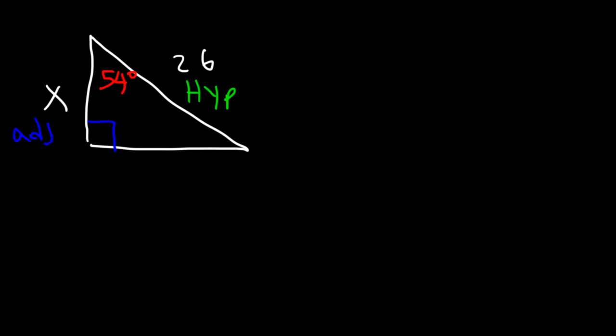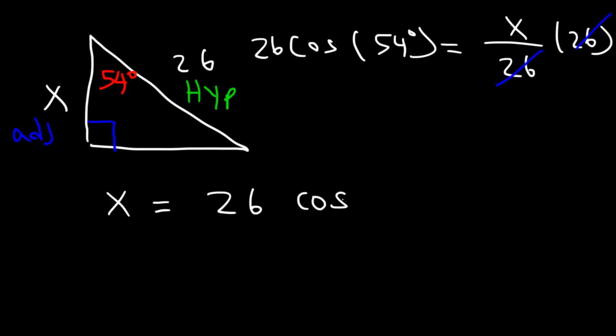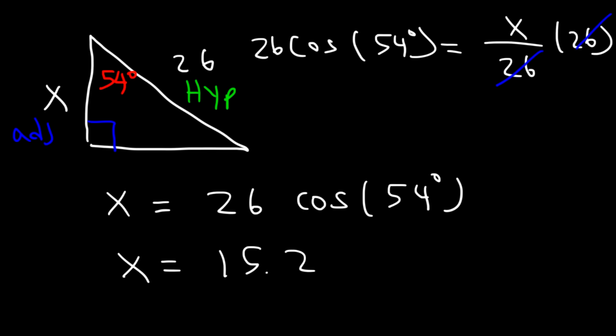So cosine is associated with adjacent and hypotenuse. So therefore, cosine of the angle 54 is equal to the adjacent side x divided by the hypotenuse of 26. So to get x by itself, we got to multiply both sides by 26. So therefore, x is equal to 26 cosine of 54 degrees. Cosine 54 is 0.587785. If we multiply that by 26, this will give us the value of x, which is 15.28.